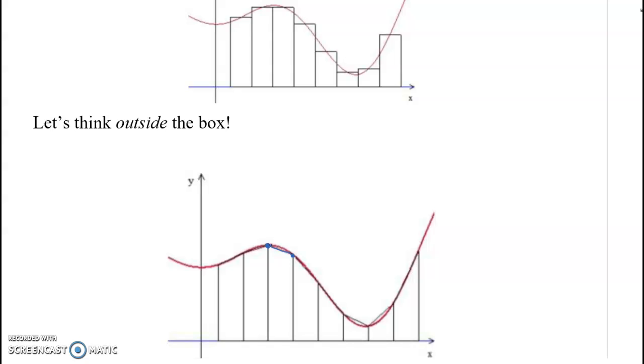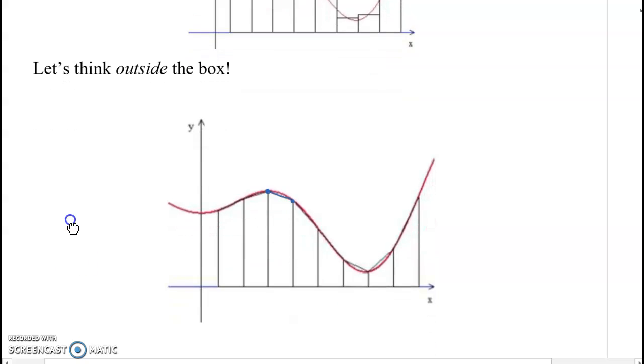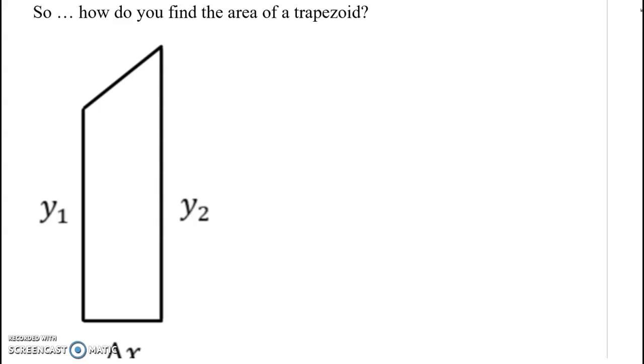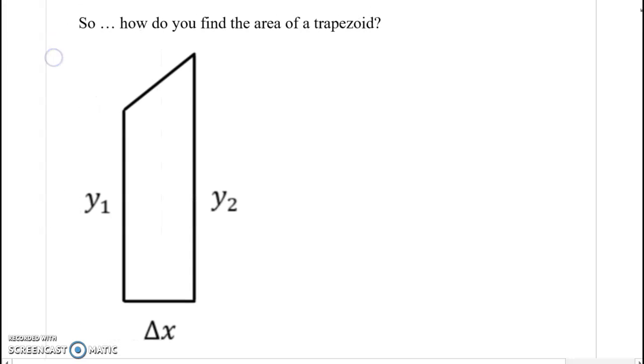Of course, it's still not exact because our curve is a curve and not a series of straight lines. But we can kind of use that directional idea to get a much more accurate estimation. So this is actually creating trapezoids. Remember that a trapezoid is a quadrilateral with two sides that are parallel. And we need to figure out what the area formula of the trapezoid is.